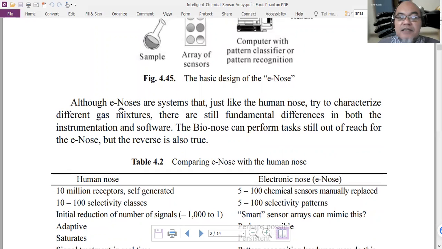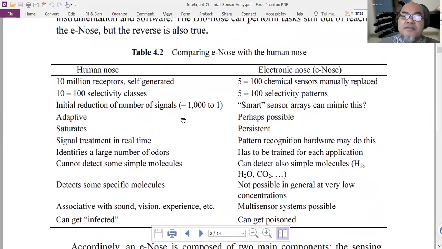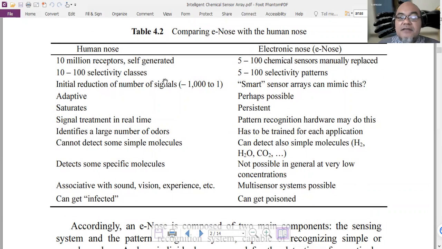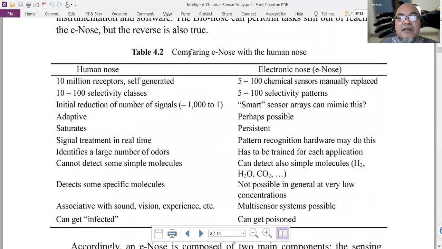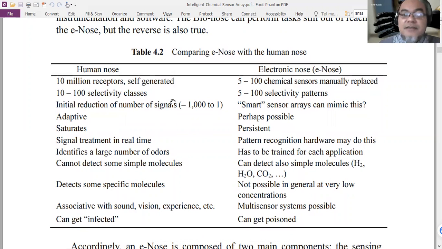There are still fundamental differences in both the instrumentation and software of the human nose and the electronic nose. This table lists the differences. For example, in the human nose, you have 10 million receptors, while the electronic nose until now has maybe a maximum of 100 chemical sensors, manually replaced. In the human nose, it is self-generated. The human nose can have 10 to 100 selectivity classes, while the electronic nose can have 5 to 100 selectivity patterns. Then there is the initial reduction of the number of signals from 1000 to 1. However, this is something the electronic nose cannot yet mimic.